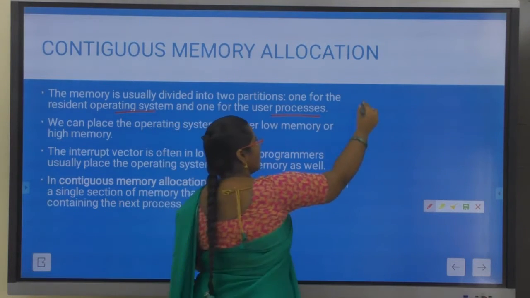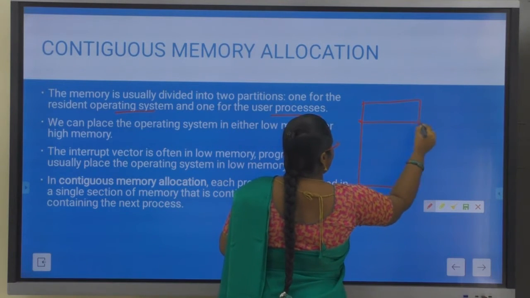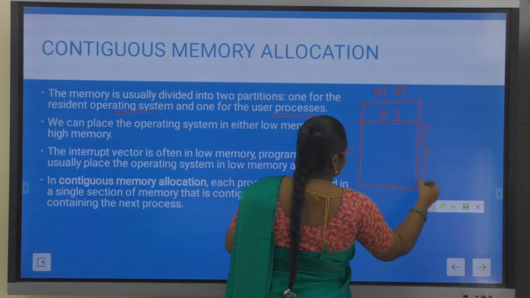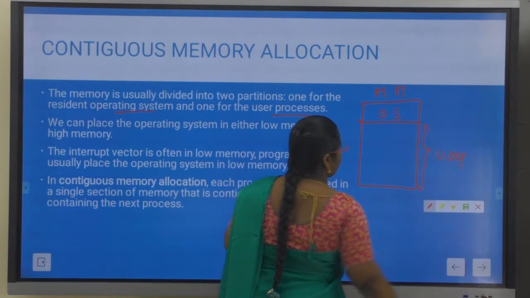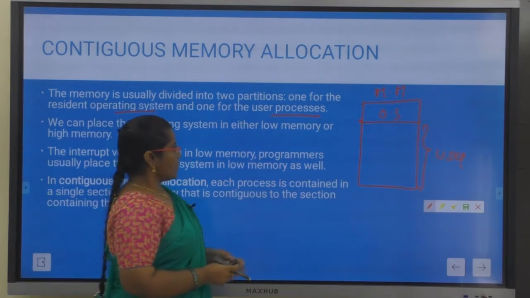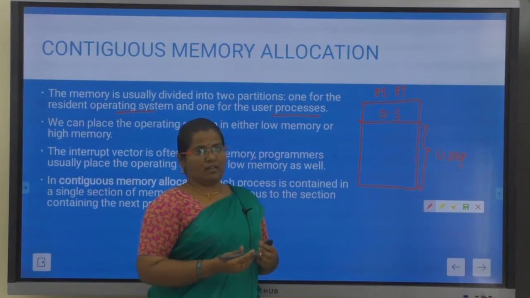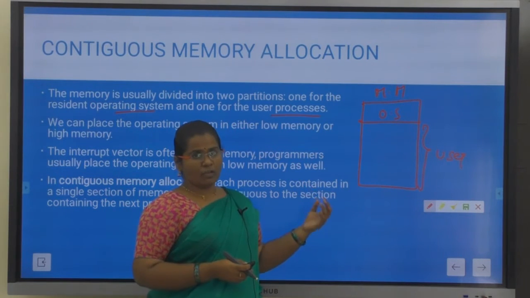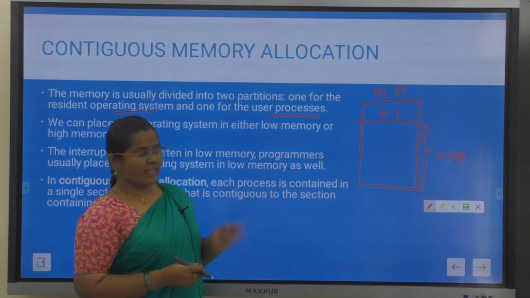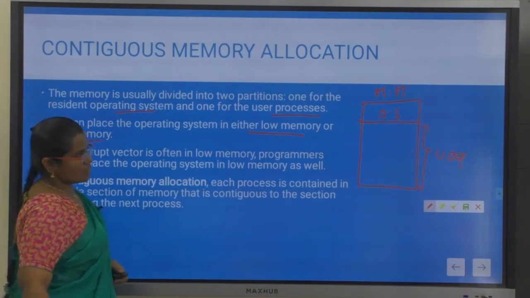Okay, so see here, if you consider this as your main memory, some part of your main memory will be reserved for your operating system files, whereas the remaining part will be given for your user process. Okay, so the operating system stored in your main memory may be stored in the higher part of your memory or in the lower part. So what are the higher and lower parts of your memory? Either low memory or high memory. What is this low and high memory?